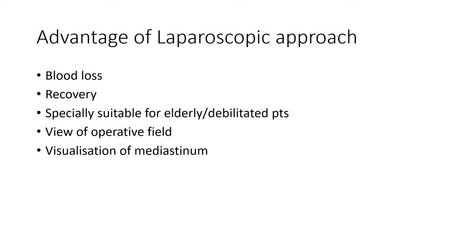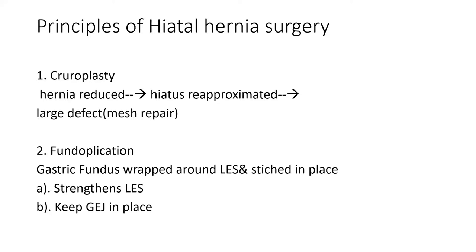Principles of hiatal surgery. First is cruroplasty. During this cruroplasty, we have to reduce the hernia, and the hiatus is reapproximated, and if the defect is very large, then it is reinforced with mesh repair. Second is fundoplication. Here the gastric fundus is wrapped around the lower esophageal sphincter and stitched in place. It strengthens the lower esophageal sphincter and keeps the gastroesophageal junction in place.